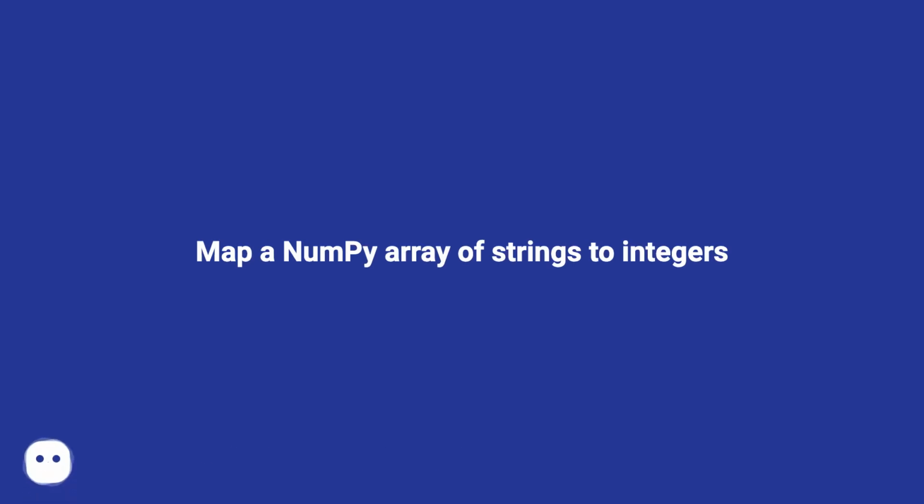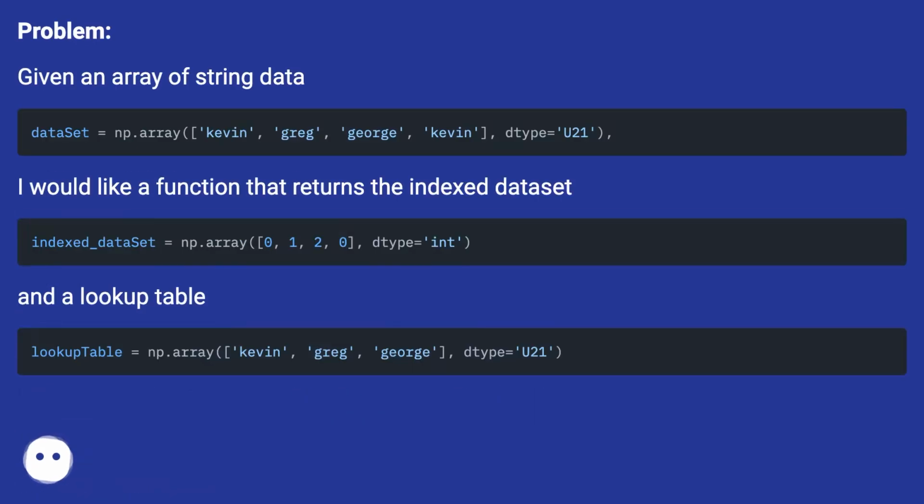Map a NumPy array of strings to integers. Problem. Given an array of string data, I would like a function that returns the indexed dataset and a lookup table.